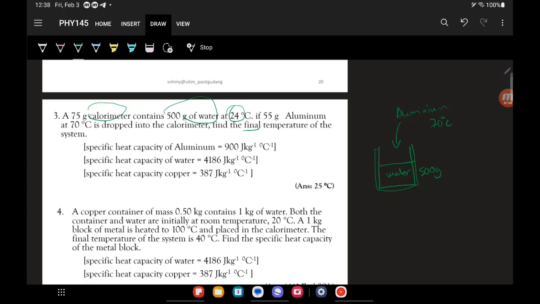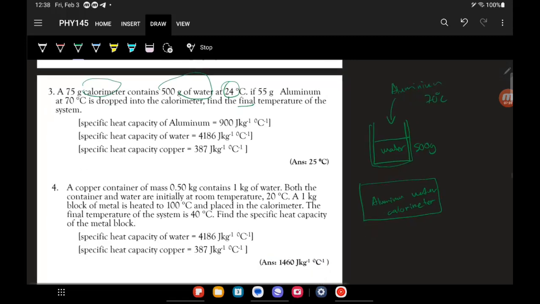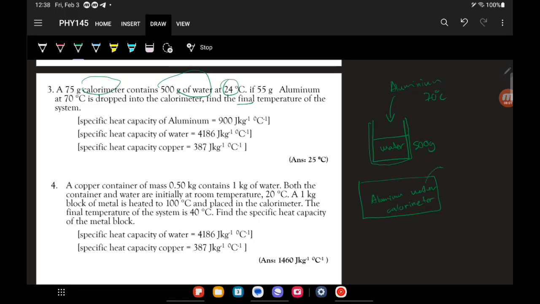So what happens is that we have a closed system where within the system we only have aluminium, water, and also a calorimeter. So the transfer of heat is always going to be in between these. You cannot have other heat transfer outside here.